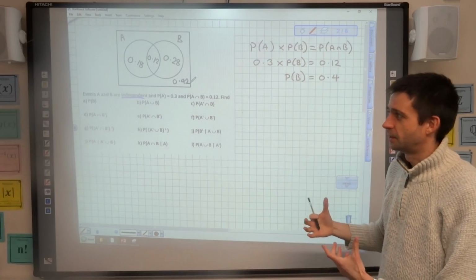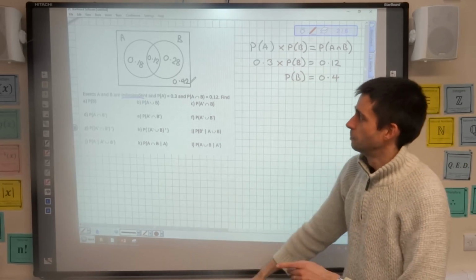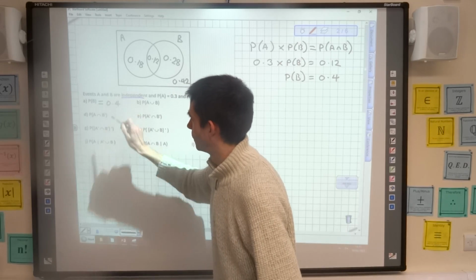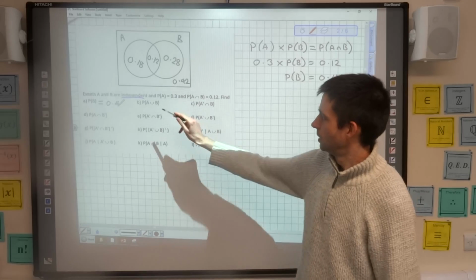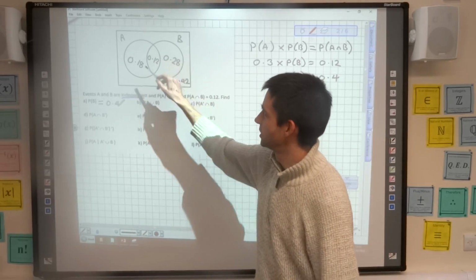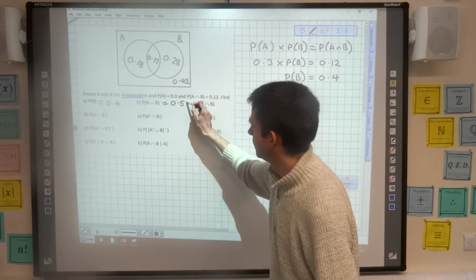I can start looking at some of these questions for what probabilities are. So, probability of B, well, we've done that by doing the independence equation over there. We know the probability of B is 0.4. Next up, A union B. Now, A or B or both, so that's everything inside the circles on the Venn diagram, so that's the 0.58.